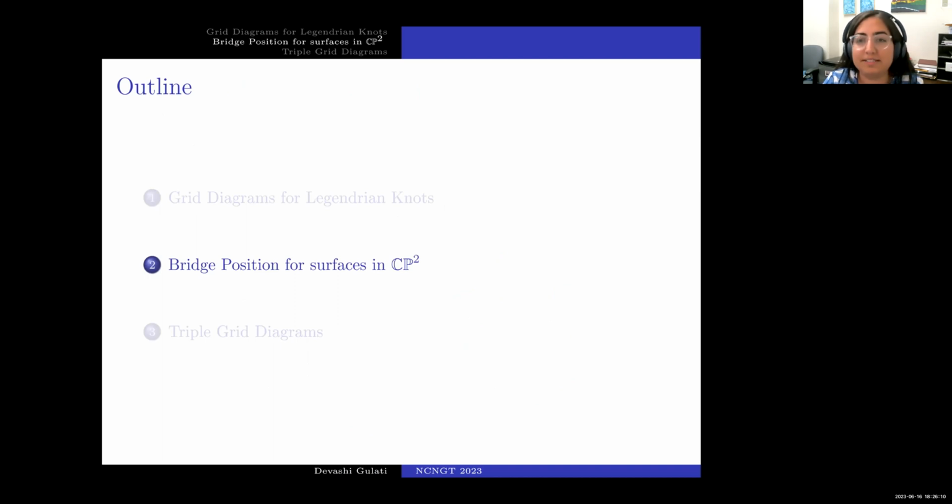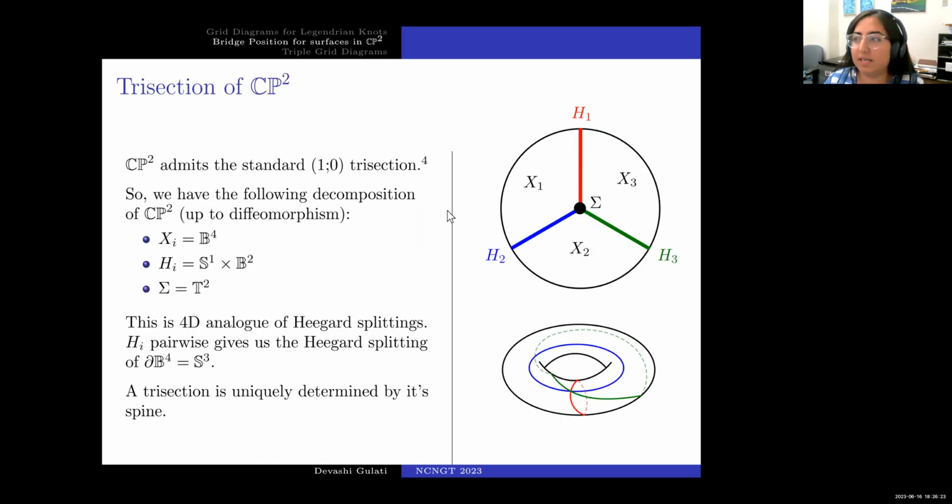Next, I will talk about the trisection of CP2, what it means for a surface to be in bridge position, shadow diagrams, and how they give us three links in CP2. Here is a schematic of a trisection. CP2 admits a 1-0 trisection. This means that we have three sectors, which are four balls. They intersect pairwise to give us three handle bodies, which are S1 cross B2. And all three of these intersect further to give us a torus.